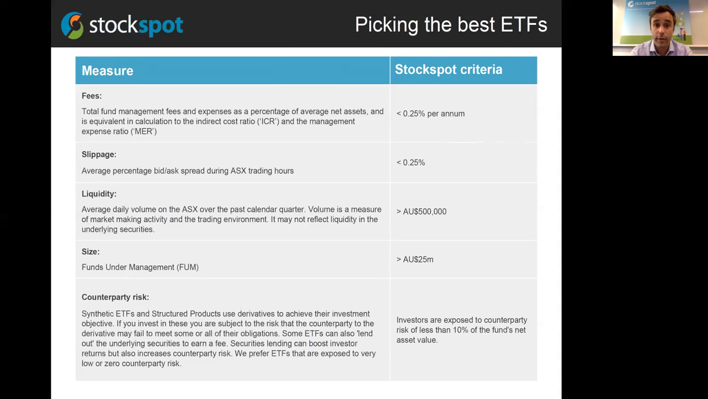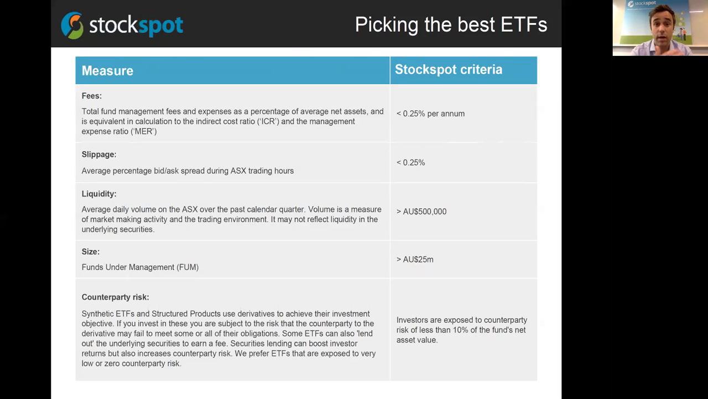The fourth factor is size. So this one's a bit more simple to understand. We look for ETFs that at least have $25 million under management. And the reason for this is that ETFs that don't get enough critical mass sometimes shut down because they're not commercially viable. And this has happened before quite a few times. Even this year, there's been several ETFs that have shut down.